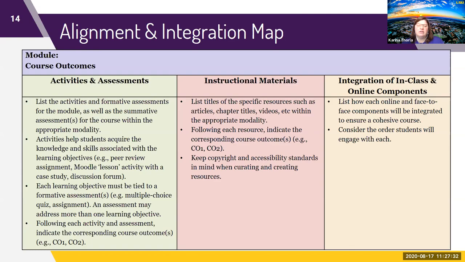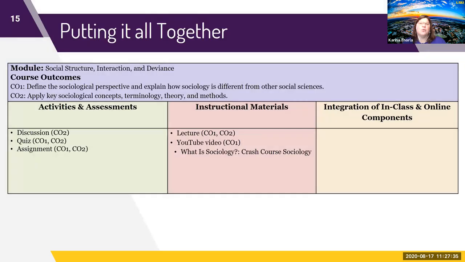So next we're going to take a look at an alignment map for a sociology course. And as you see, we've now put in some of this information. The topic for the module is going to be social structure, interaction, and deviance. We have 2 course outcomes that we're going to be going over. In the first column, we have some different activities, like a discussion, a quiz, some type of an assignment. And the materials that we're going to use will be a lecture, and possibly a YouTube video.